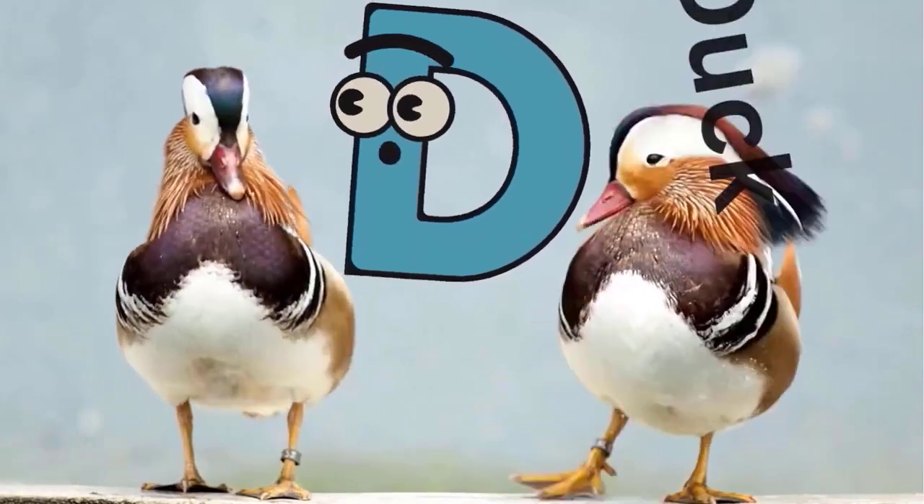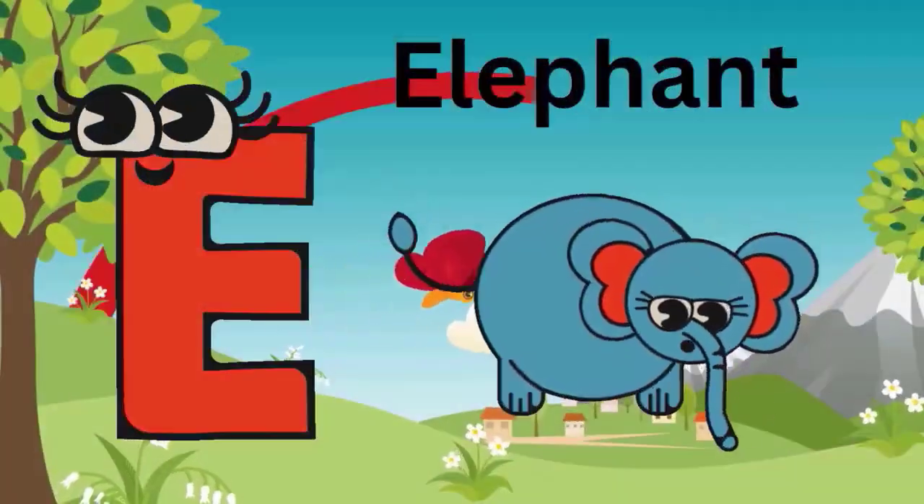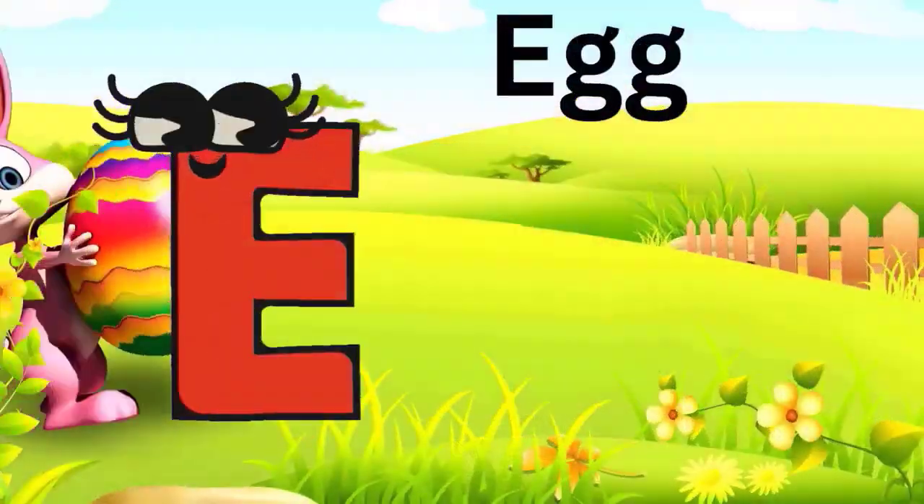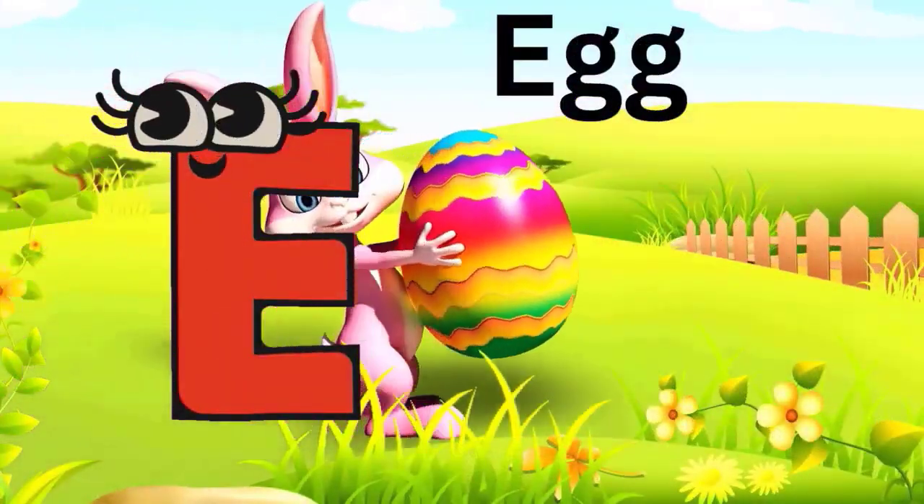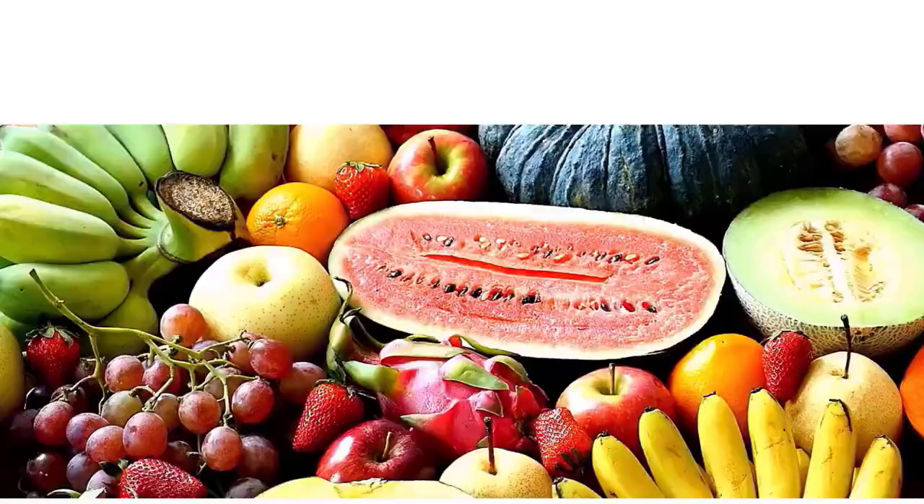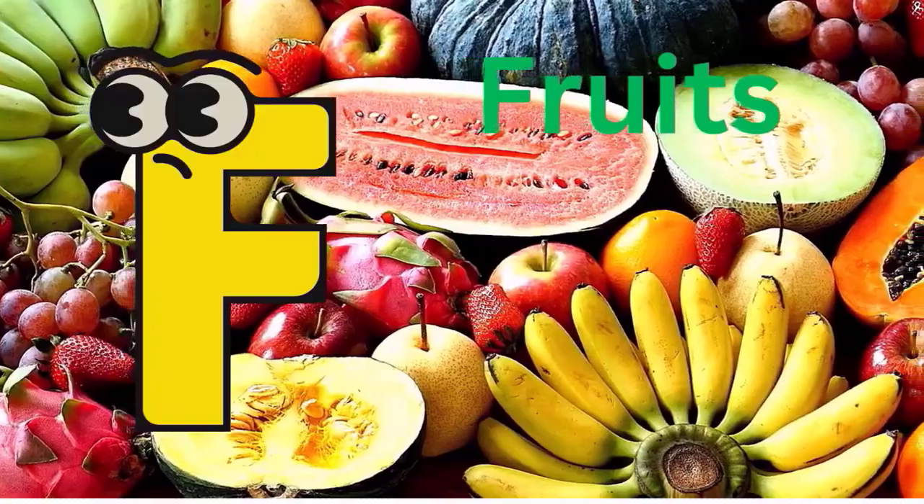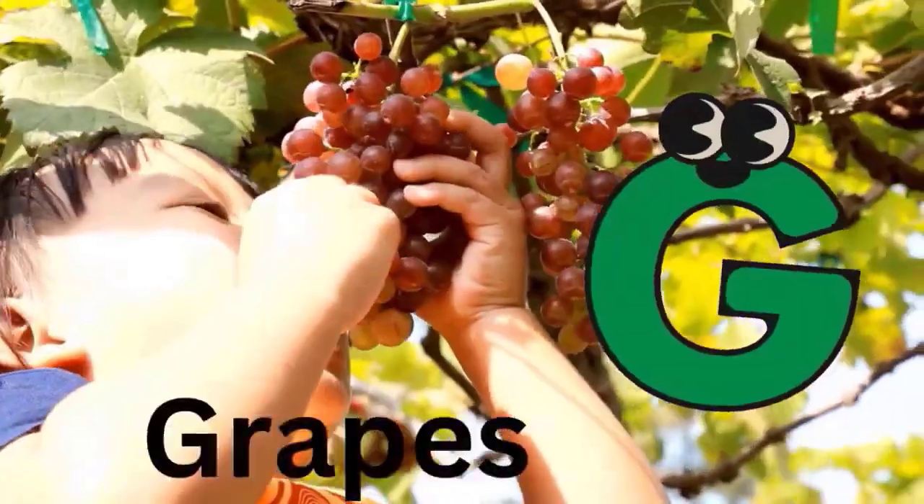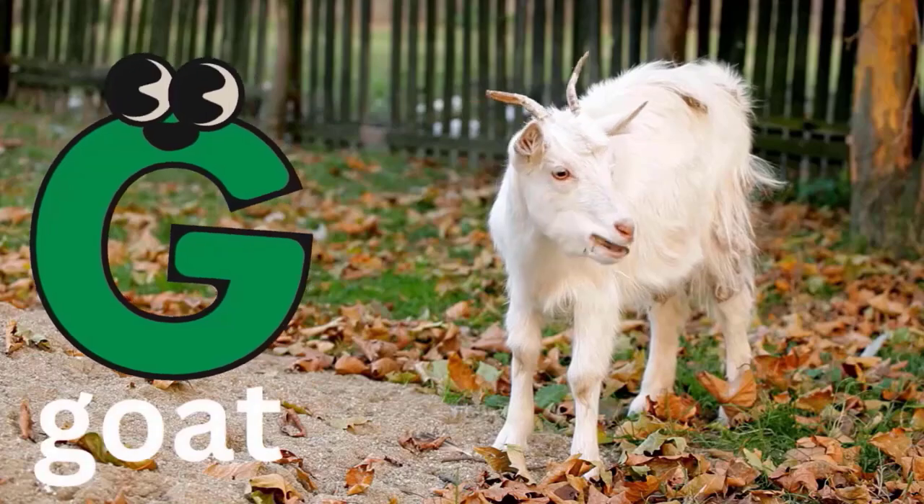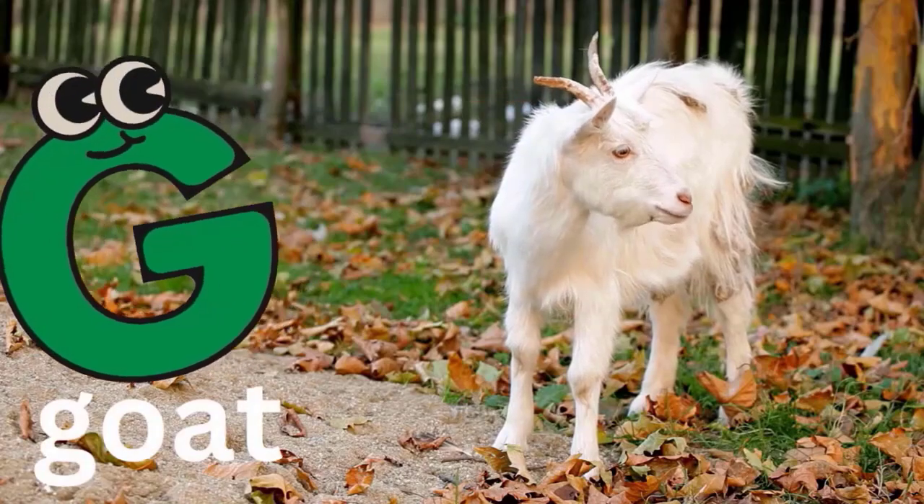D for dog. D for duck. E for elephant. E for egg. F for fish. F for fruits. G for grapes. G for goat.